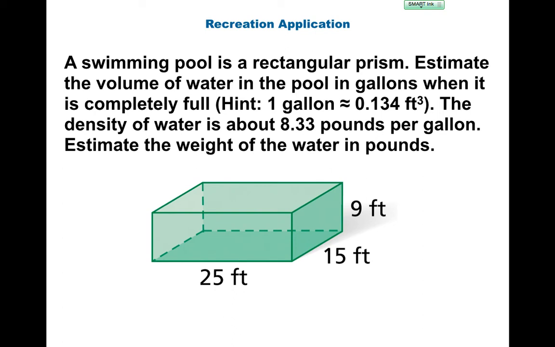3375, what are our units? Feet. And we're doing volume. Okay, cubic feet. Okay, we just found the volume. Now let's figure out how many gallons that is. It says 1 gallon is 0.134 cubic feet. Times. No, divide it. Yeah, divide it.